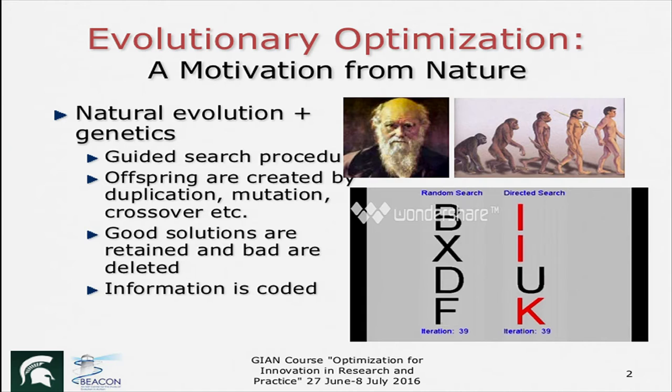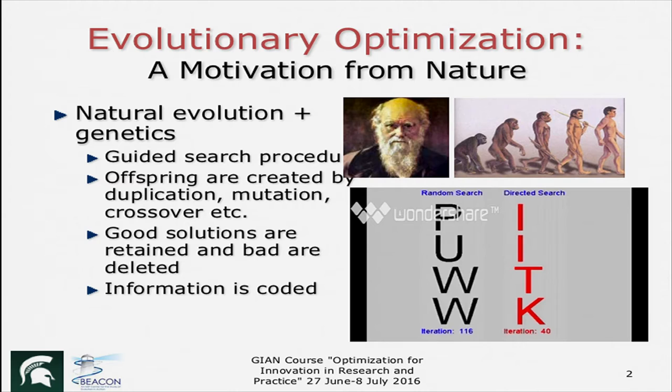And one of the things that we know is the Darwin survival of the fittest principle as a guideline by which the evolution had taken place over the years. So mainly it's a guided search procedure. And if you look at it in a very macro way, there is a population that moves to another population, that moves to another population like that.